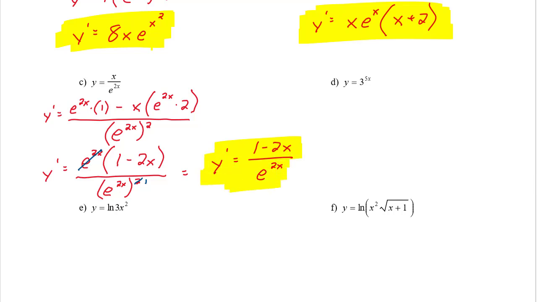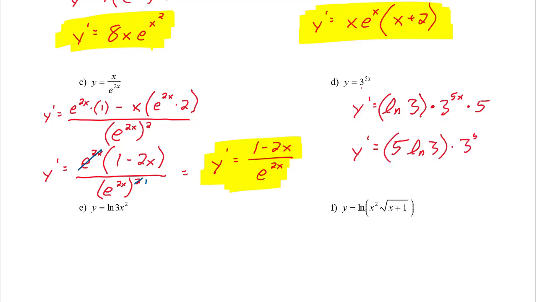Now on to part D. This one is one of the bases that's not equivalent to e. So remember with these, we start with the natural log of that base. In this case, natural log of 3 is just going to be my coefficient in front. Then follow the a to the u pattern, so it's going to be 3 to the 5x, but then times the derivative of 5x, which is 5. And so I could move that 5 all the way in front and call this a 5 natural log of 3, all grouped, then times my 3 to the 5x.